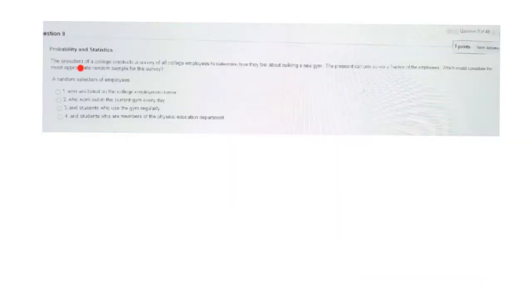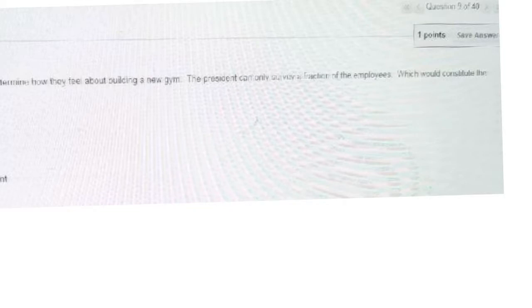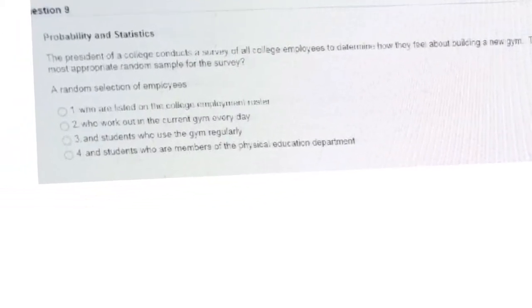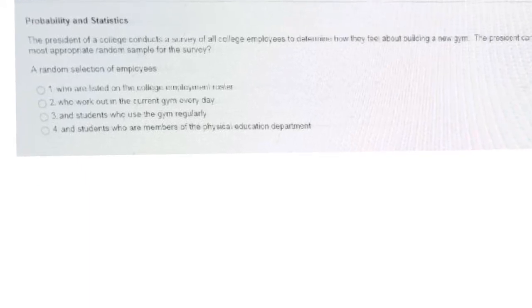Moving on. Let's see. The president of a college conducts a survey of all college employees to determine how they feel about building a new gym. The president can only survey a fraction of the employees, which constitutes the most appropriate random sample.